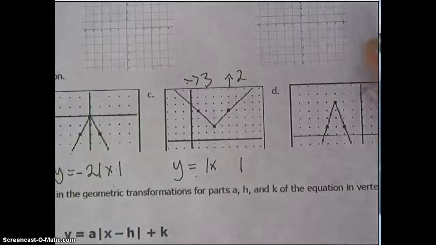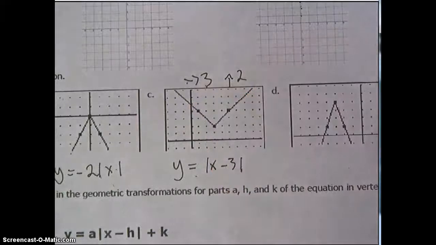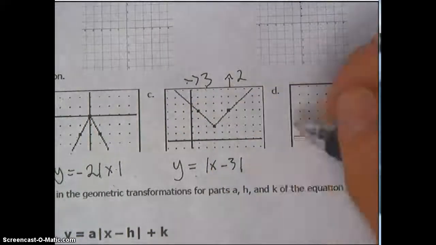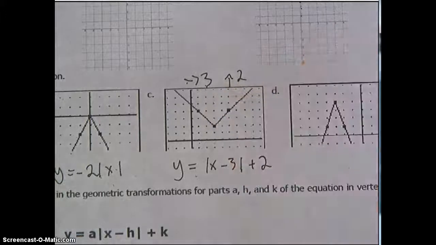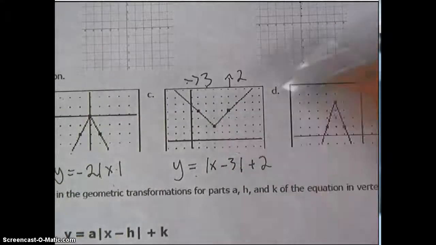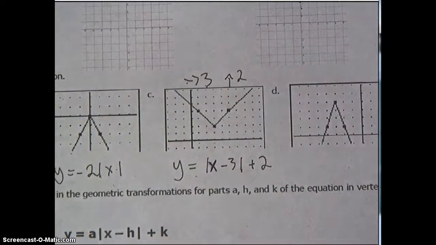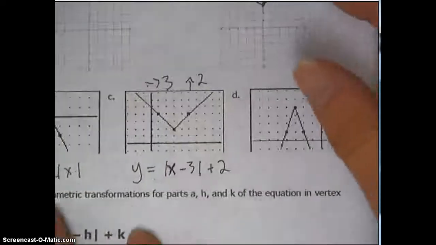So remember, inside the absolute value, that's counterintuitive, so it's going to be x minus 3 to make it go right 3. And then to make it go up 2, just write a plus 2. And it's not a reflection because it's going upwards. So there's no negative out front. This is the equation. Okay, last one, D.